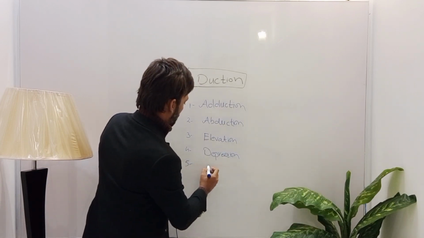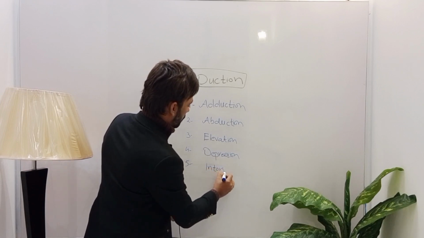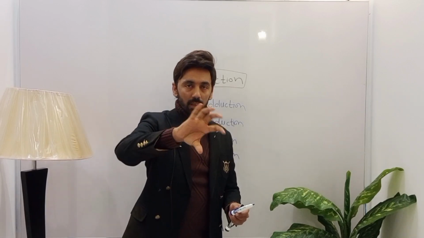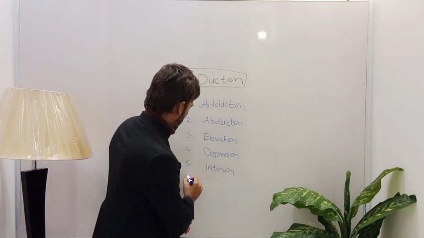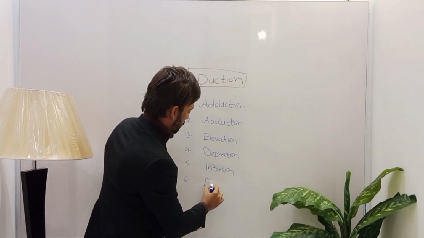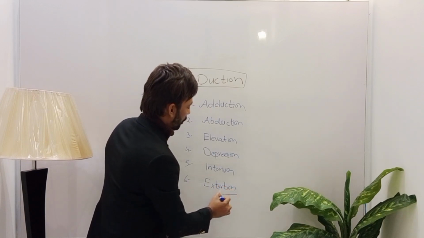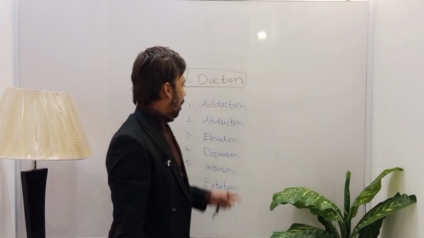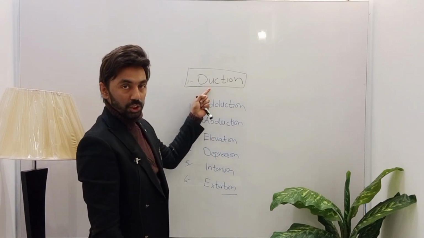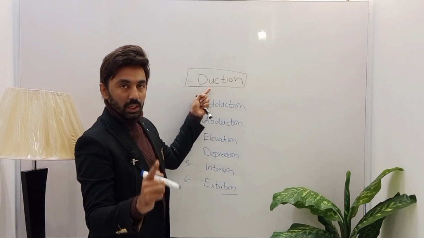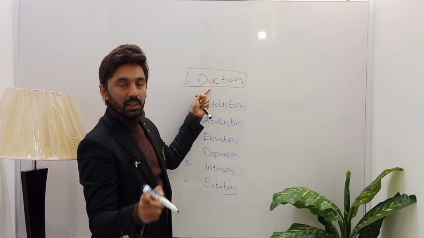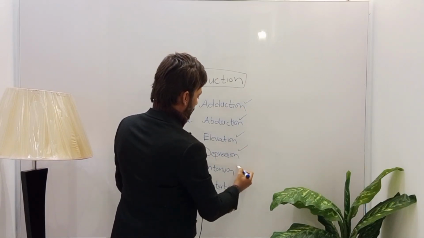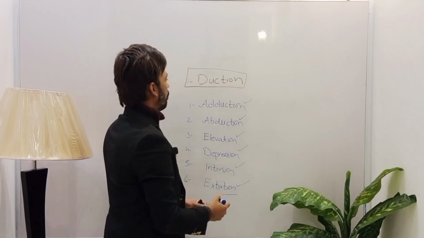Fifth one is called intorsion. Intorsion means you are actually rotating your eye towards the nose, right? The rotational movement, that is called intorsion. And the last one, the sixth one, is called extorsion. Extorsion means you are rotating your eyeball away from the nose, right? That is called extorsion. So all of these movements are about the duction. But remember again, the duction is all about monocular eye movement, the movement in a single eye, right? So adduction, abduction, elevation, depression, intorsion, and extorsion. All of these movements are called the ductions.